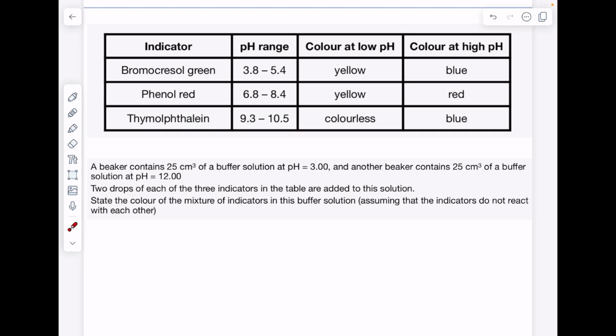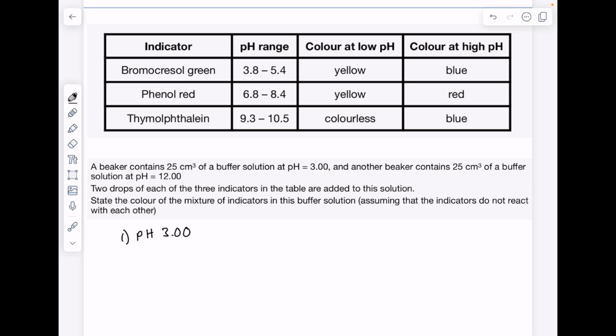A beaker contains 25 centimetres cubed of a buffer solution at pH 3. Another beaker contains 25 centimetres cubed of a buffer solution at pH 12. 2 drops of each of the 3 indicators in the table are added to the solution. State the colour of the mixture of indicators in this buffer solution, assuming that the indicators do not react with each other. So we'll start with our beaker that contains pH 3.